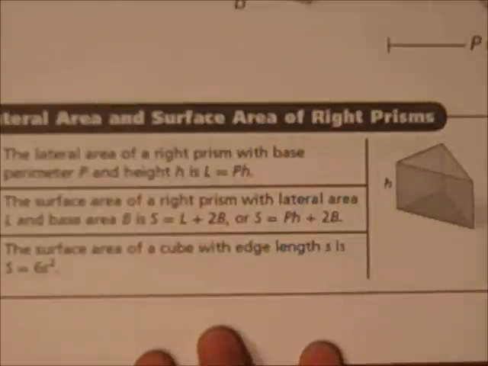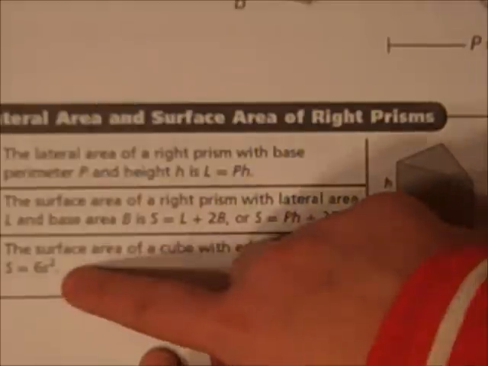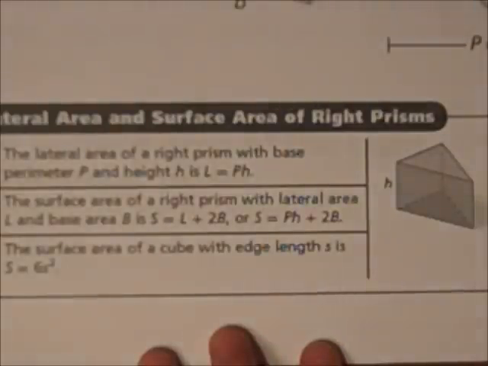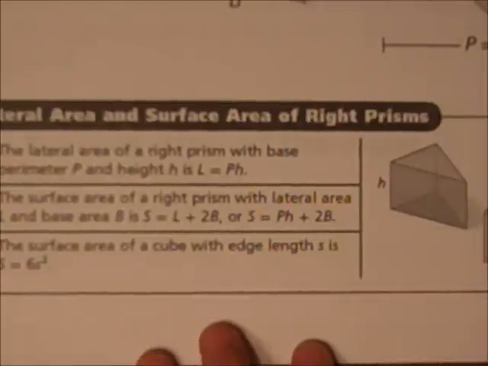Then you actually get a shortcut for cubes. Cube is 6s squared. 6 because there are 6 faces on a cube, and then s squared because side times side is how you find the area of a cube. So 6s squared gets to be our shortcut guy there.